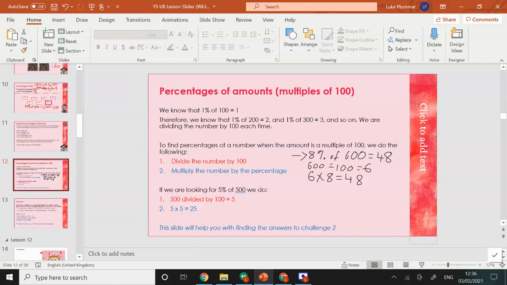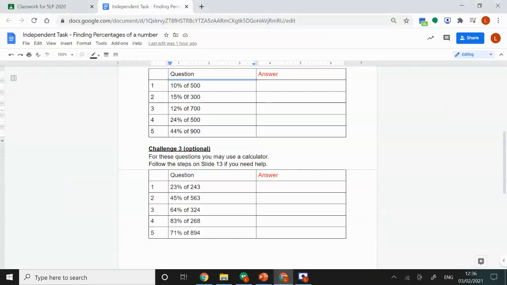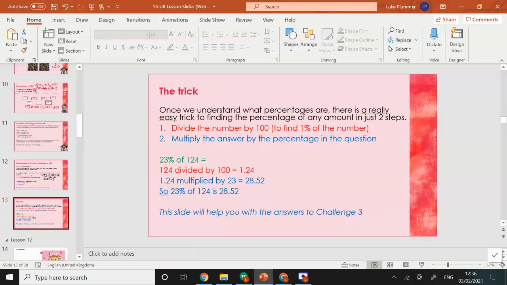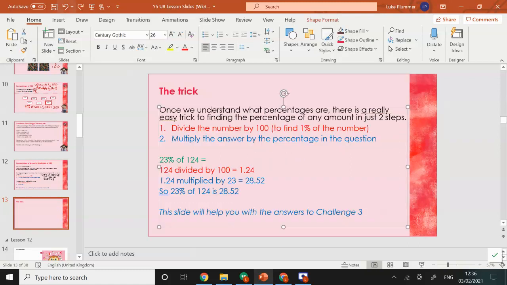If you are struggling or have struggled up to that point, I would encourage you to just go back and watch the video and the slides up to now before you have a look at challenge 3. Challenge 3 is an optional challenge, but you can do it if you would like to. This is a way of proving that we can follow this step-by-step guide to find a percentage of anything.